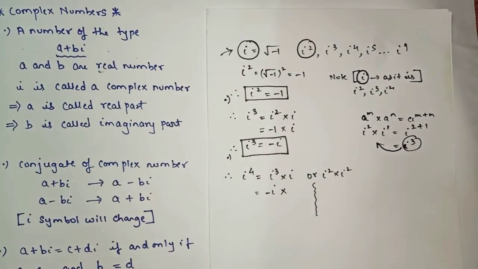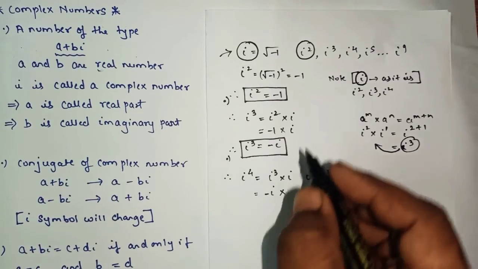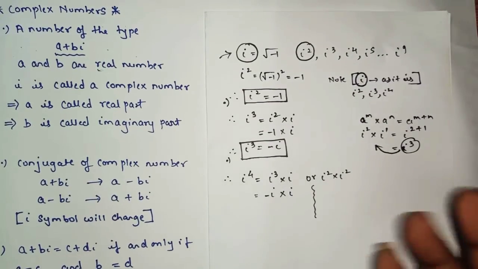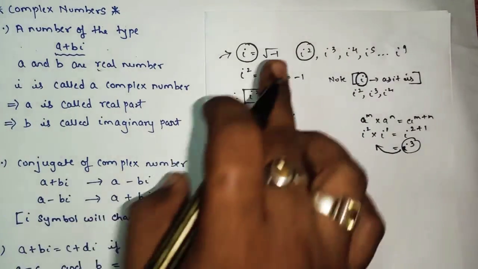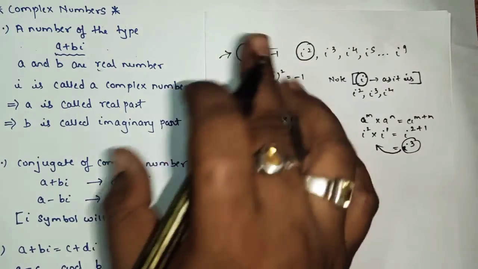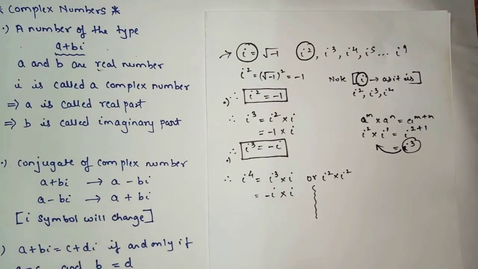Yes or no? And what about this i? Just now I told you the i part will be the same as it is. Don't change the value, replace the value by root minus 1. Wherever you see i in this chapter, you will keep the i as it is. Note down this.